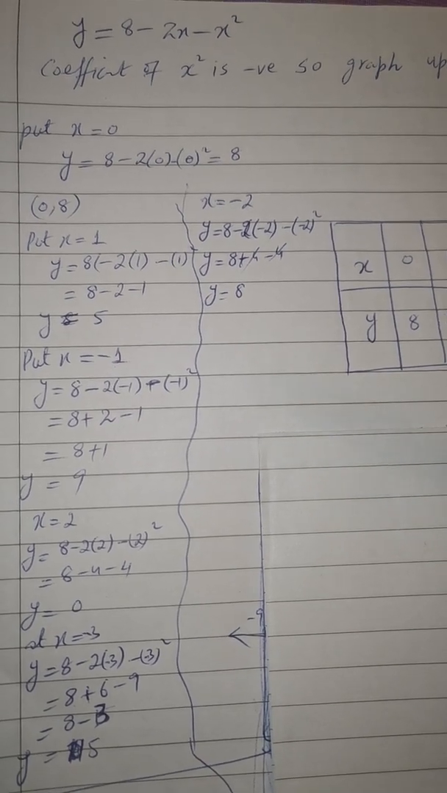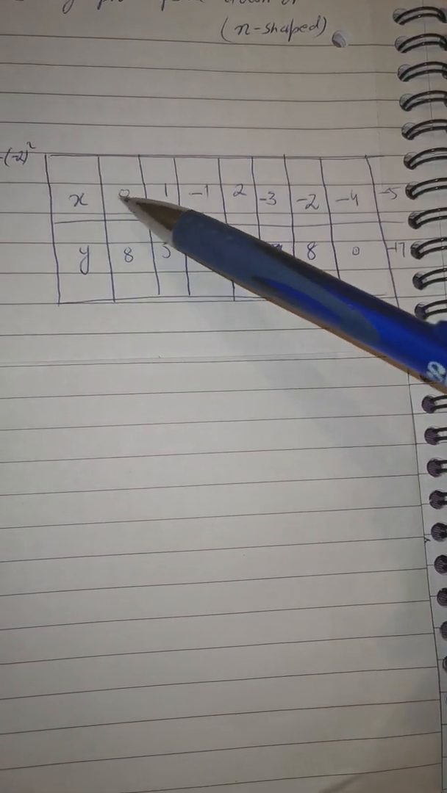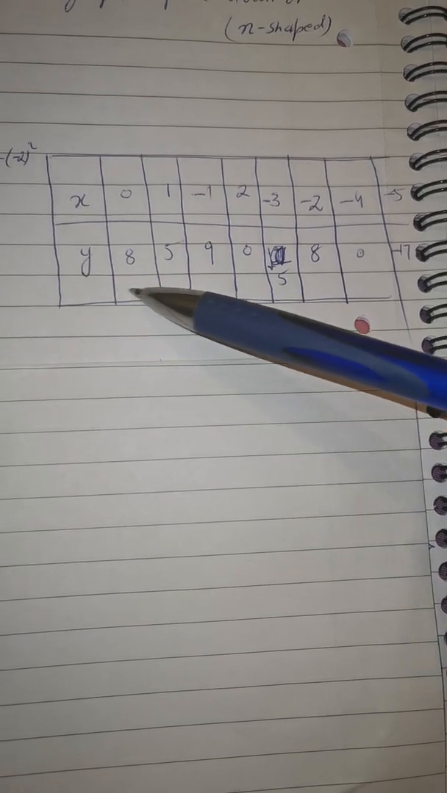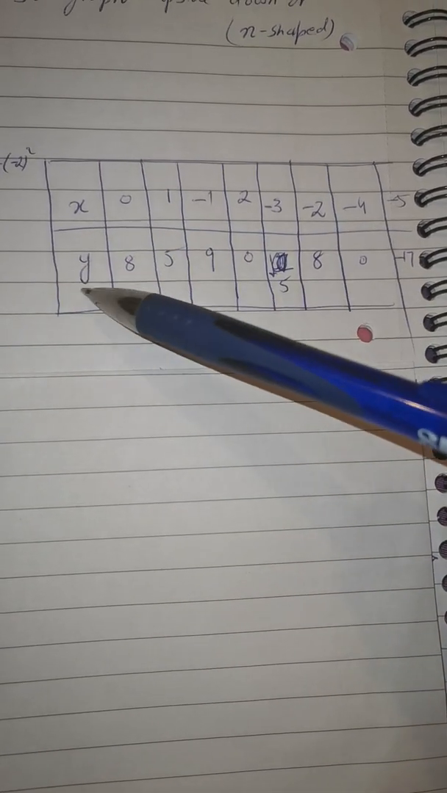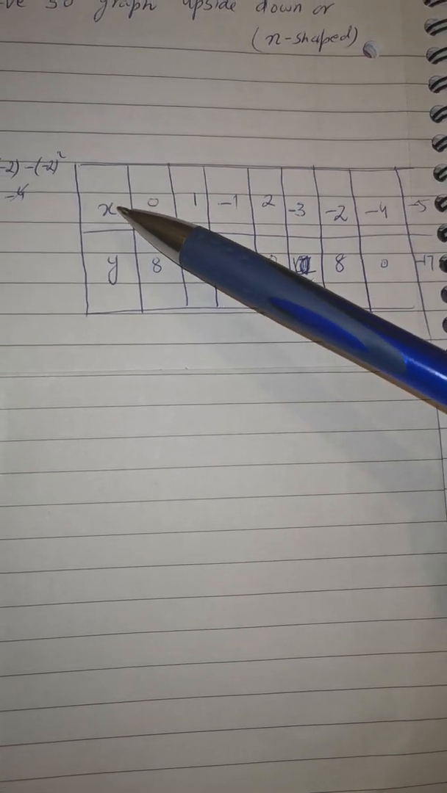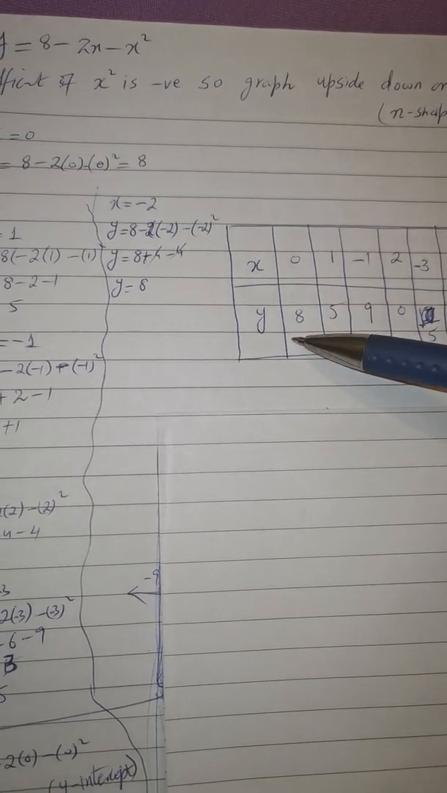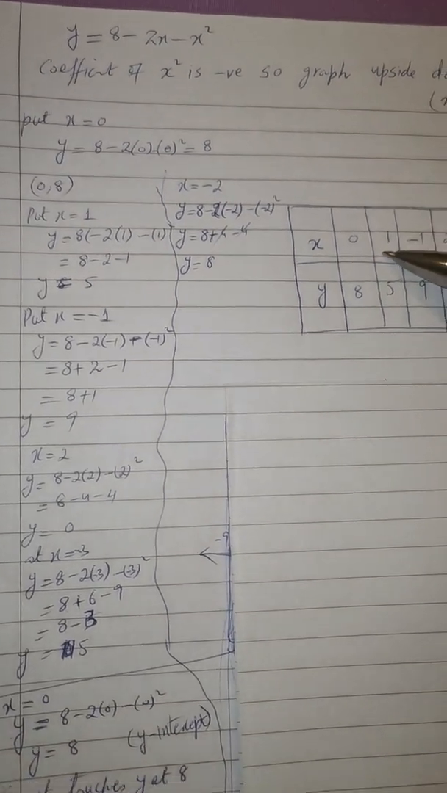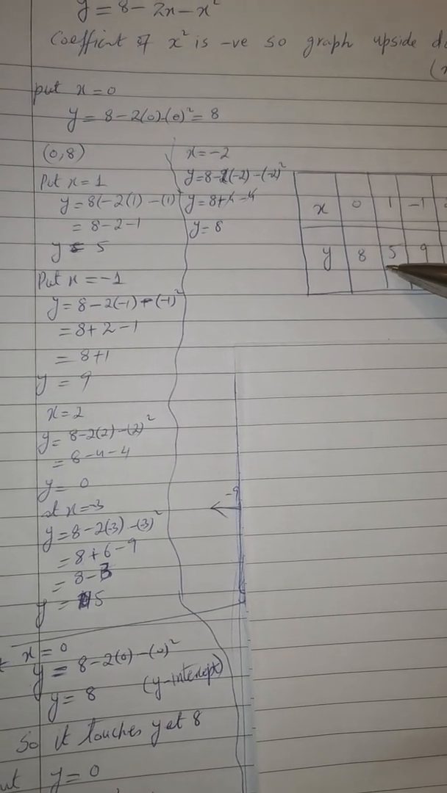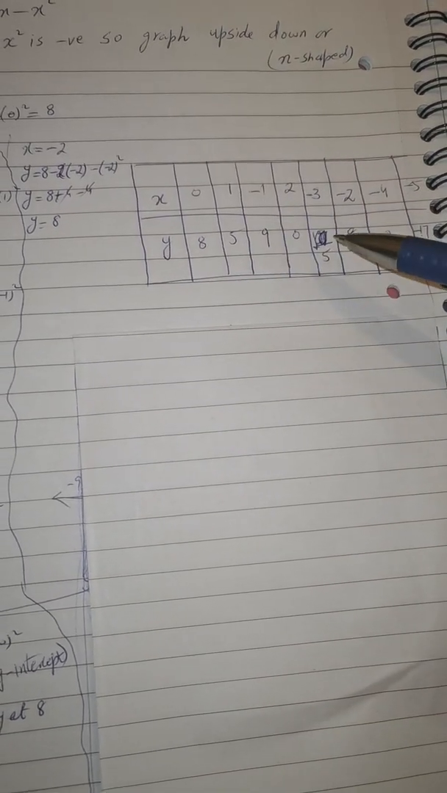Another method to write the points is to write them in table form. You will write the x values here, and then the answers, the y values, here, so you will get the xy points easily. In this table, when x is equal to 0, the value of y is 8, so I put 8 here. When I put x is equal to 1, the value of y I got was 5, so I put it in the table form, so it will be very easy to draw.